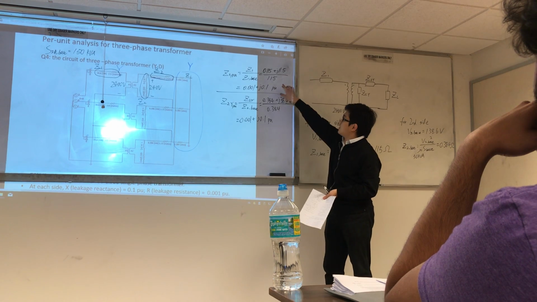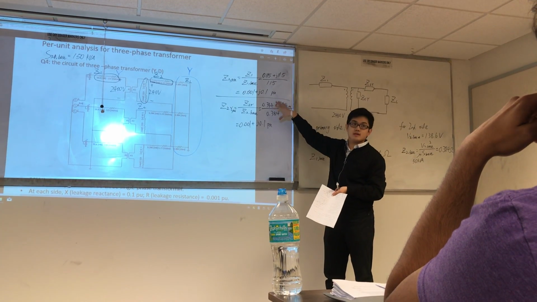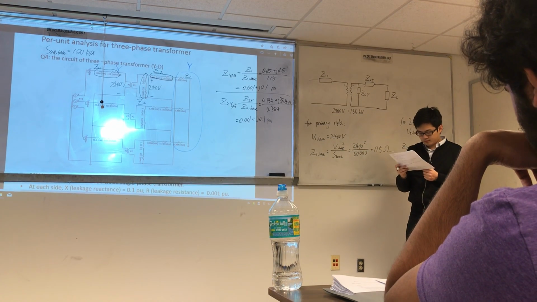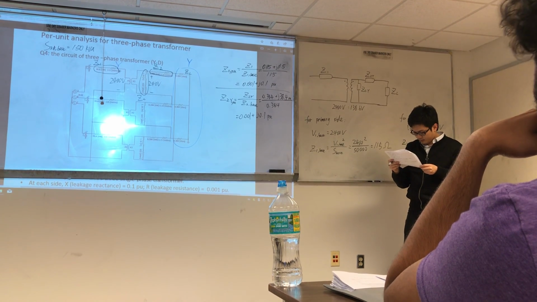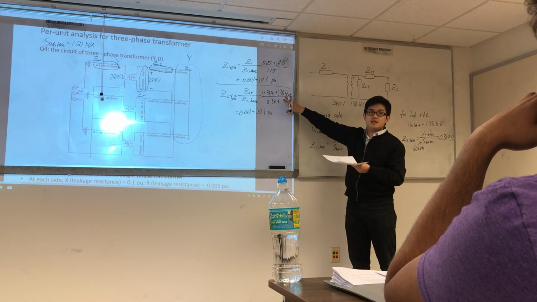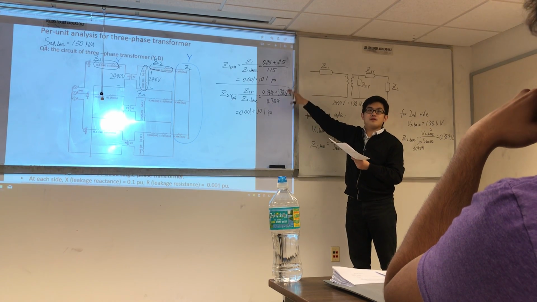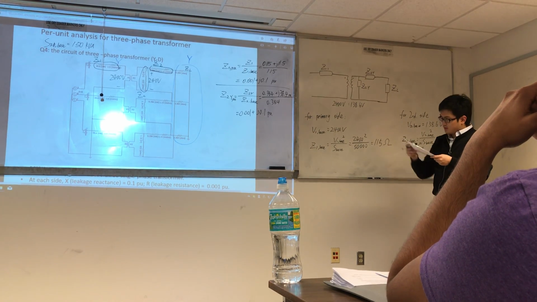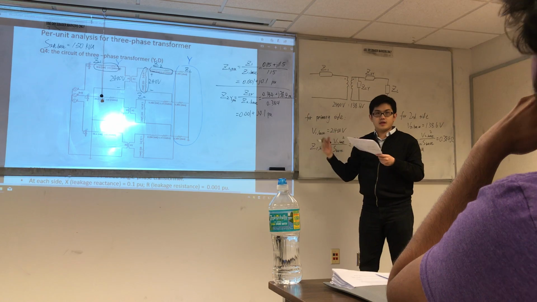So you find these two are the same, right? The per unit values are the same. They are the same because I designed these values that way. It's not always the same, but if they are the same, it's easier for you to get the answer.